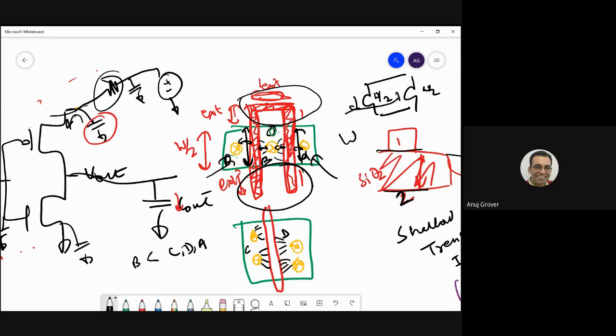Instead of one transistor, you have two transistors in parallel now. That's all that you've done. Effective width has remained the same. Okay, sir. Should we move forward? Yes, sir.